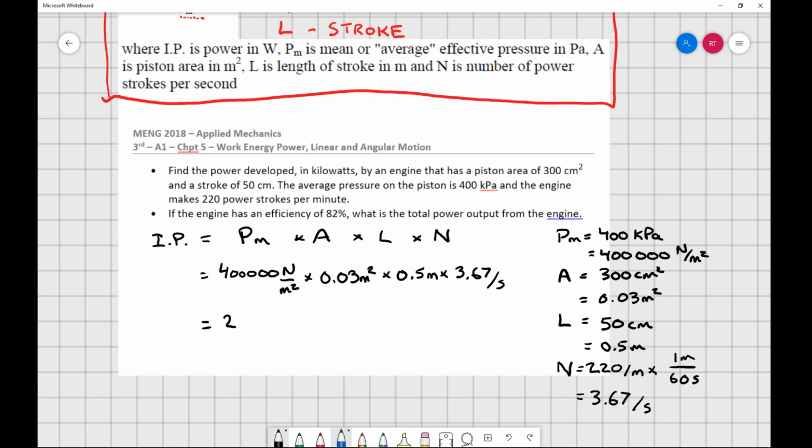Indicated power ends up being 22,000. And then from a units perspective, looks like meters squared cancels out, and I'm left with Newton meters per second, or that would be a watt. In kilowatts, 22 kilowatts.